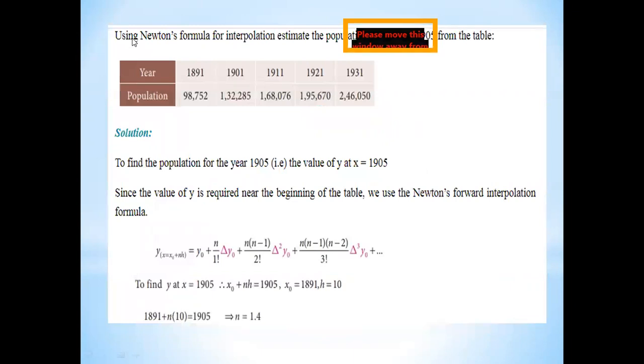Problem number 1: using Newton's formula for interpolation, estimate the population for the year 1905 from the table. Here the years given are 1891, 1901, 1911, 1921, 1931, and the population is also given. From the data of year, we can identify that the given problem has an equal interval. So we have to use Newton forward or backward.